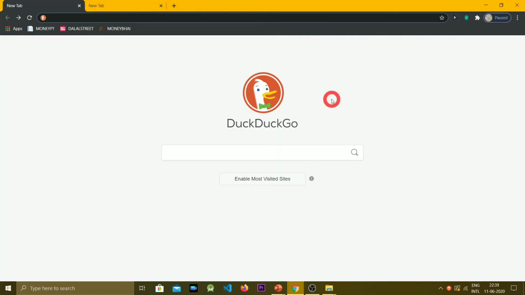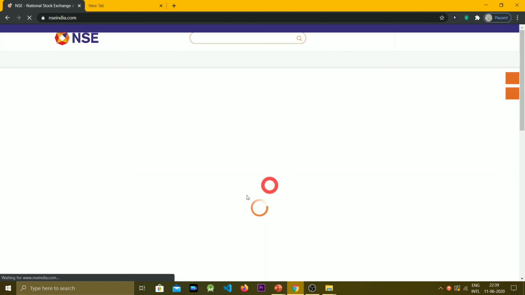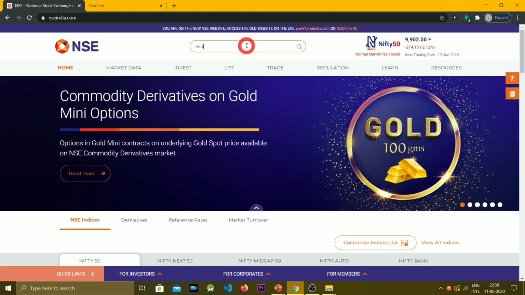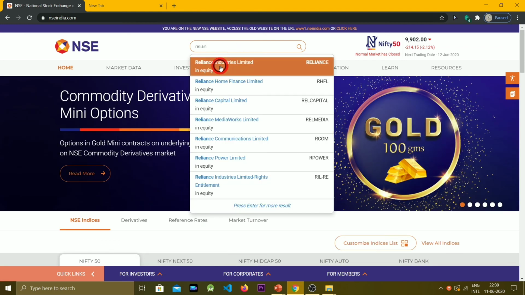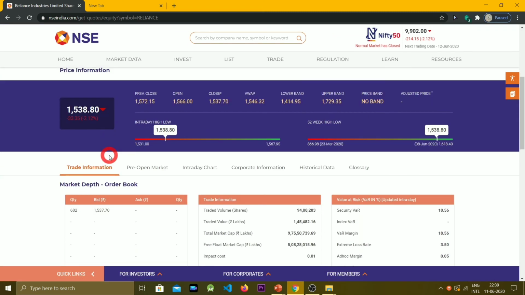Okay, so there are a couple of ways you can find the current market price of a share. Firstly, you can go to the official website of NSE, that is nseindia.com, and after it gets loaded, you can type the name of the script or the share you want to search in the search box. For example, I typed Reliance. Then you scroll down, and on the left side, you will find the current market price of that script.